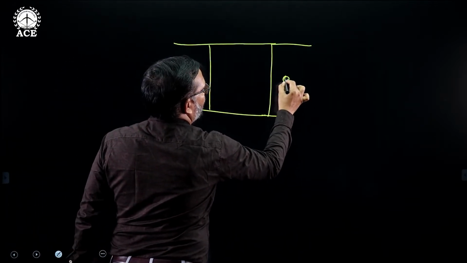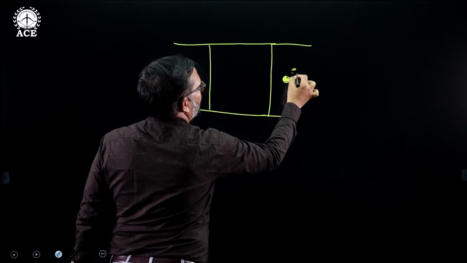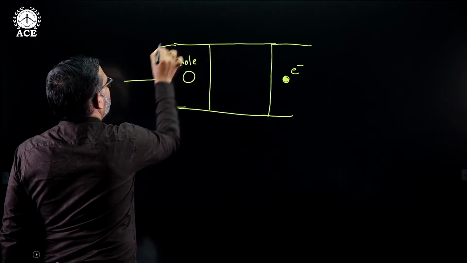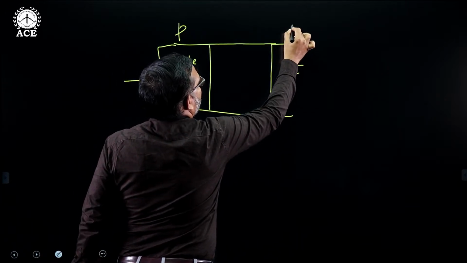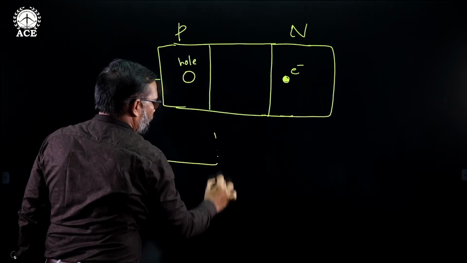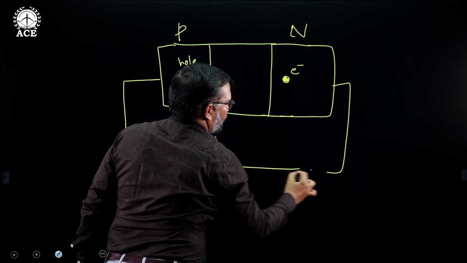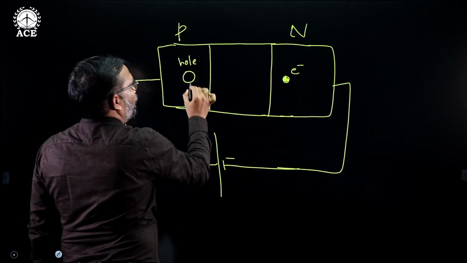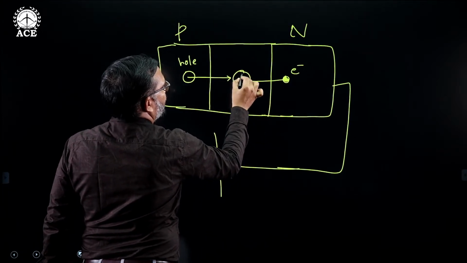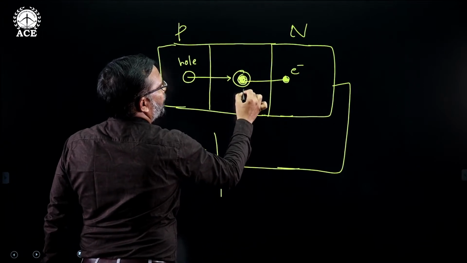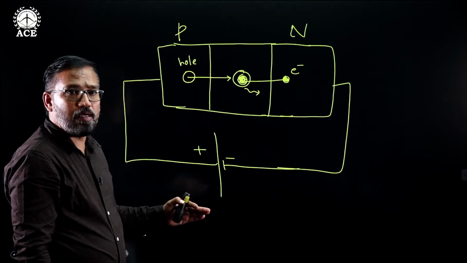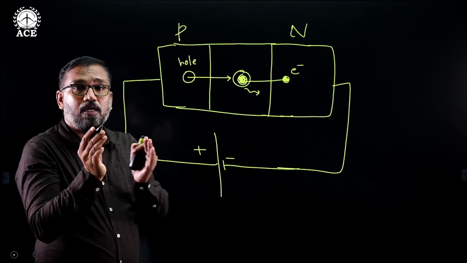This is hole, this is electron, this is hole. It is P type and it is N type, and it is connected in forward bias. When this hole comes here, similarly this electron will come here, so these two recombine. When they recombine, what you get is a photon. This photon tries to come out from the two sides.